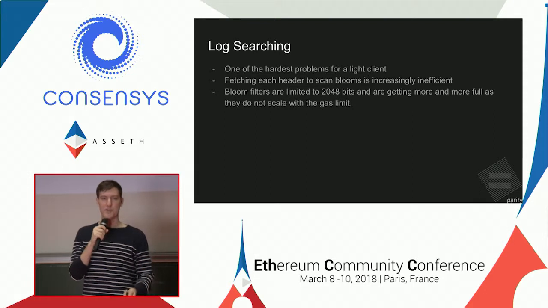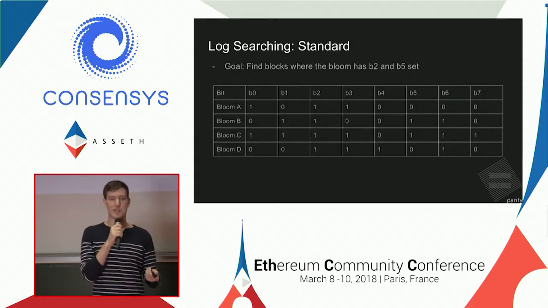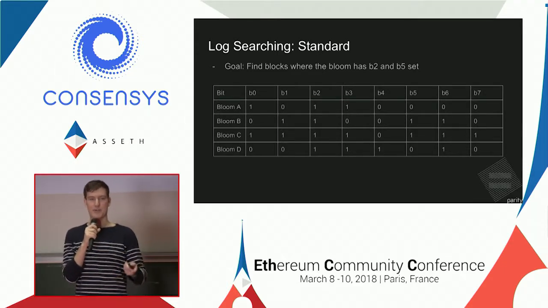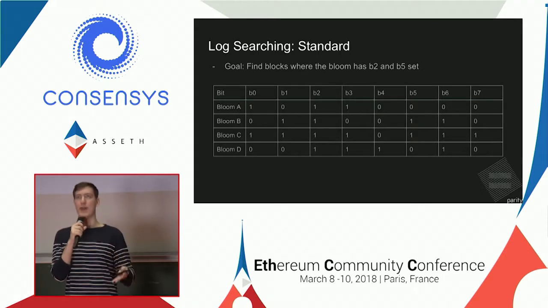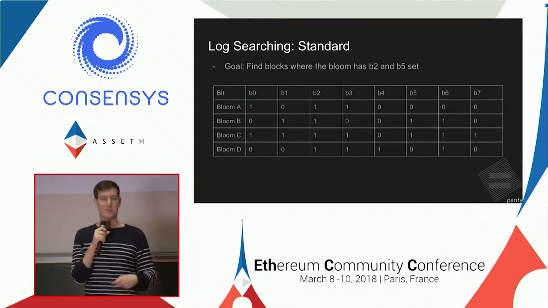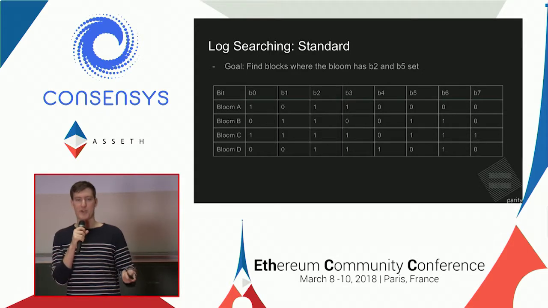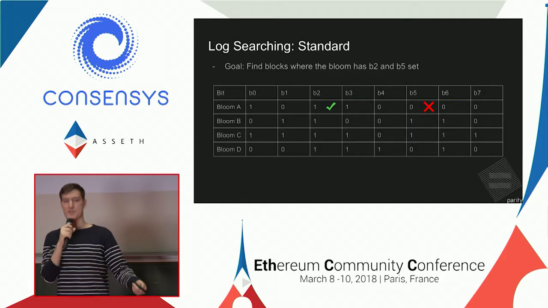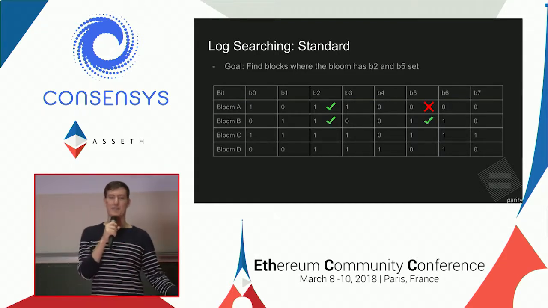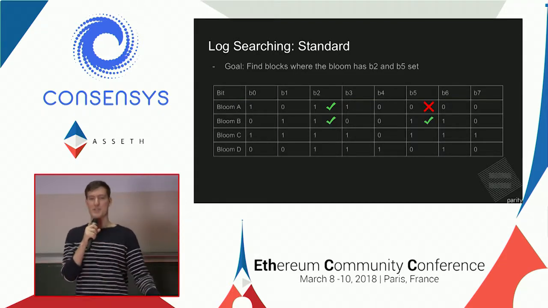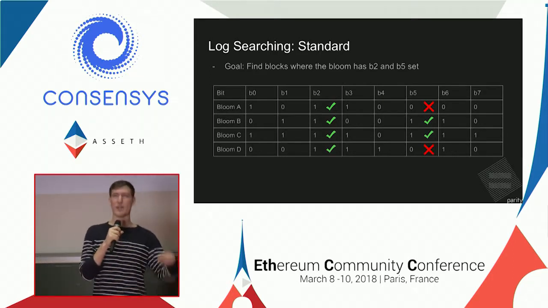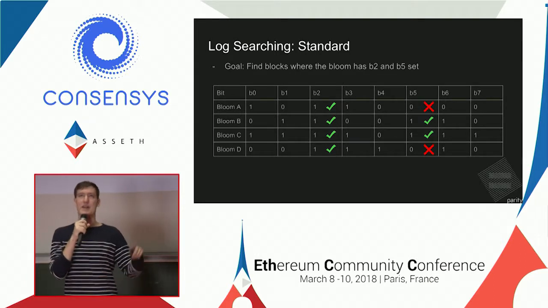So I'll talk about a few different ways that log searching can be done. The standard way is basically just download the blooms for, say, block A, B, C, and D, or rather you download the whole header and the bloom is contained therein. And let's say we want to find a bloom filter where bits 2 and 5 are set. So we can just check all of those individually. So this first one matches, this first one doesn't match, the second one does match this filter, the third one does match, and the fourth one doesn't. But you can imagine if you had to do that 5 million times that it could be quite slow.